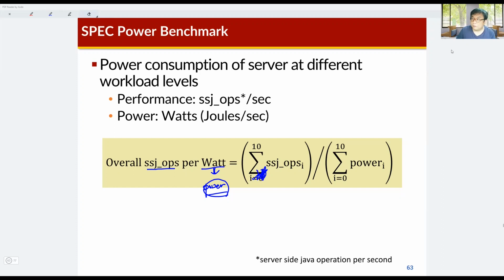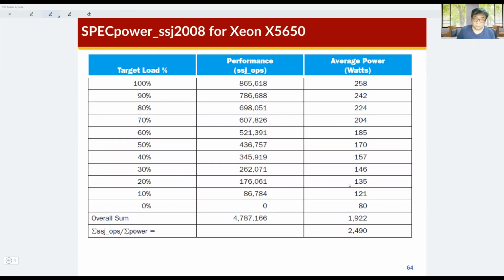I don't know why. So you can find this is summation. So I will explain later.